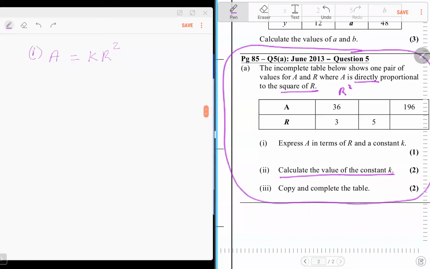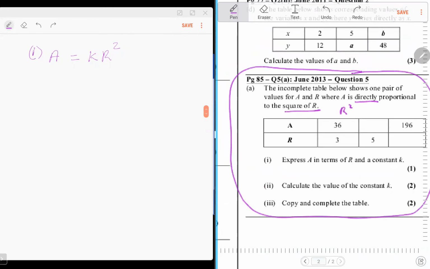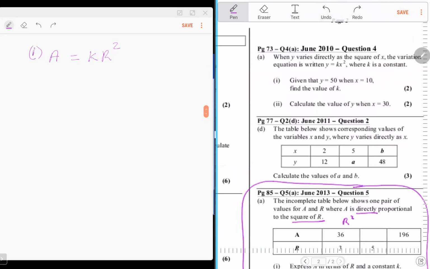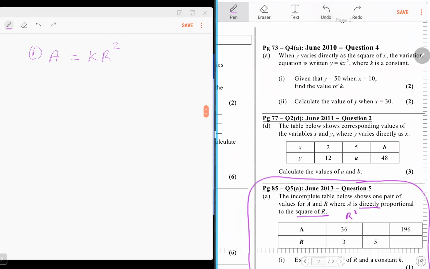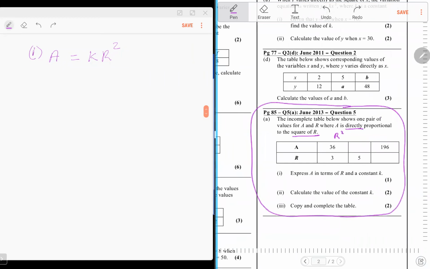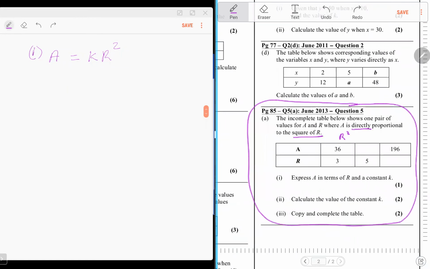Part 2 says to calculate a constant. Some questions ask for a constant, some questions don't. Look at this example right here. They don't ask for any constant. This question up here talks about a constant as well. So it varies how they ask these questions, but it's the same concept, same approach, same principle. All right, so the second part now asks us for a constant.